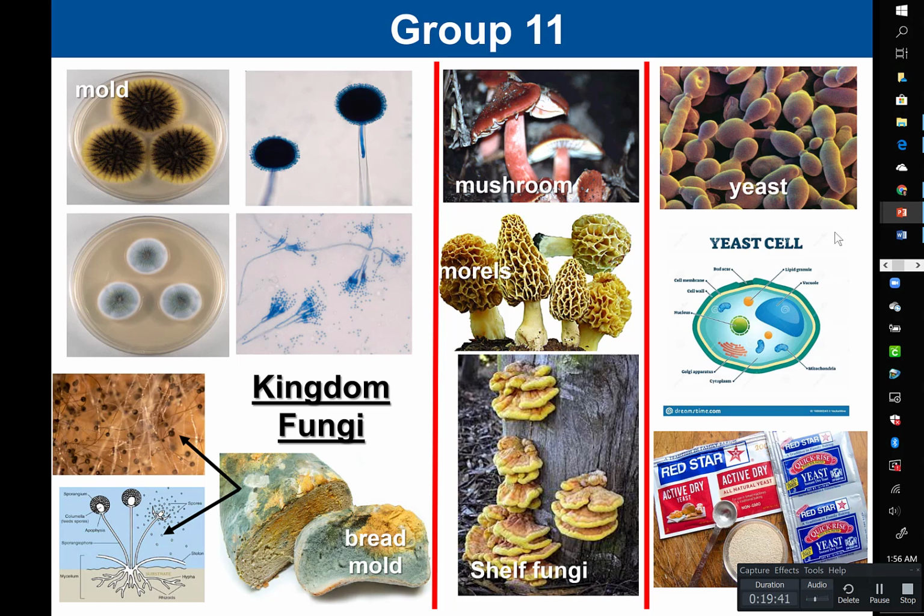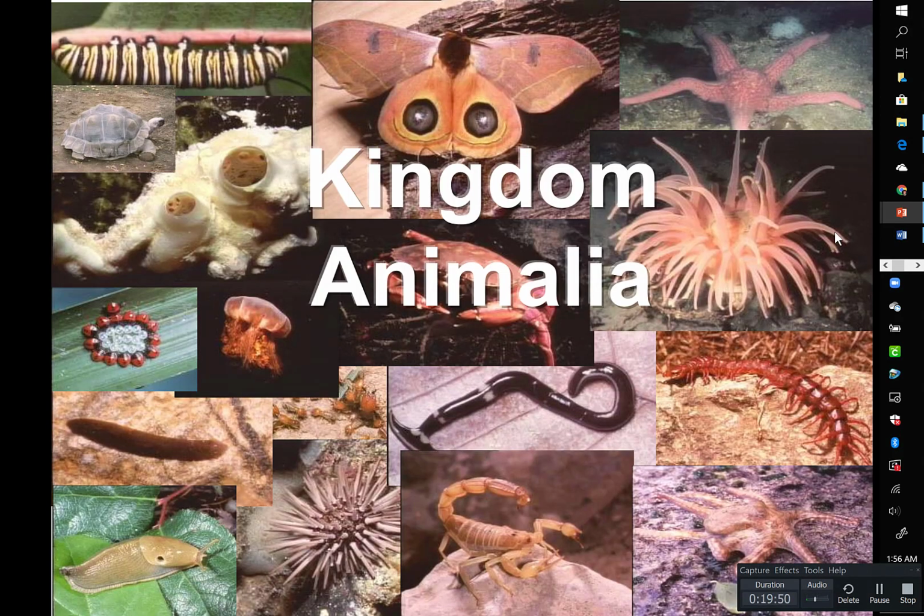So group 11 would be your fungi. These are your molds, your mushrooms, and your yeast. Now we're going to move on and talk about our kingdom Animalia. So everything else that we're going to talk about from here on out are our animals. So if we look at kingdom Animalia, our animals, things the animal cells have in common: 1, no cell wall.